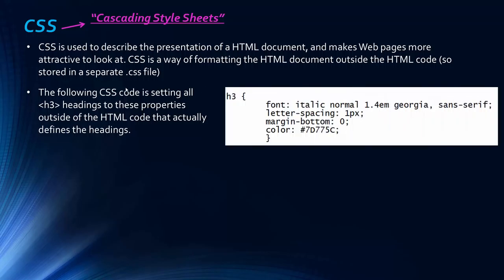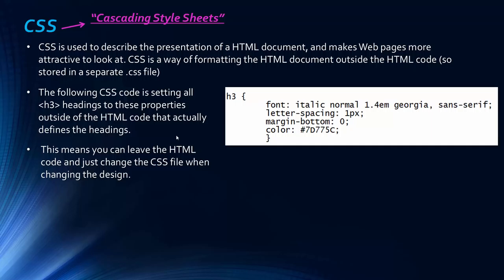So what this CSS code is doing here is setting all h3 headings, this is the tag, to these properties outside of the HTML code. So this would be in a separate file to the actual HTML code. The actual place where h3 is being defined in HTML is different to this file. So what we're doing here is changing the font. We have some backup fonts here, things like the spacing, where the margins are, and the color. It's quite important.